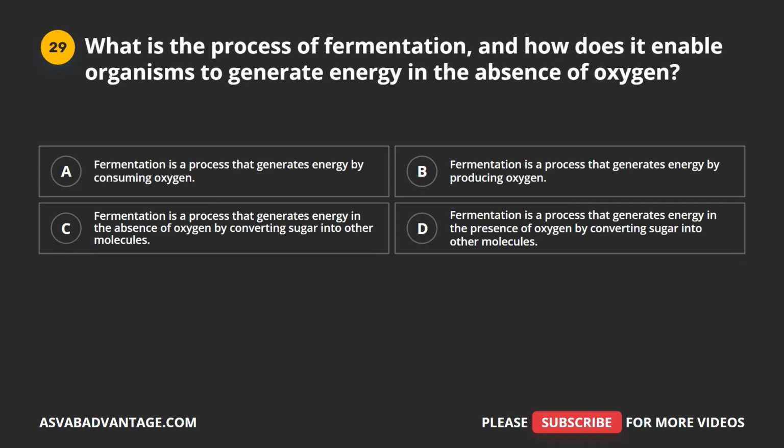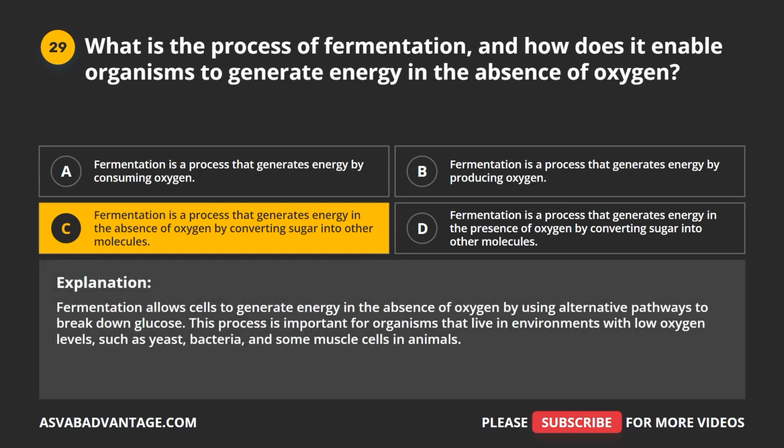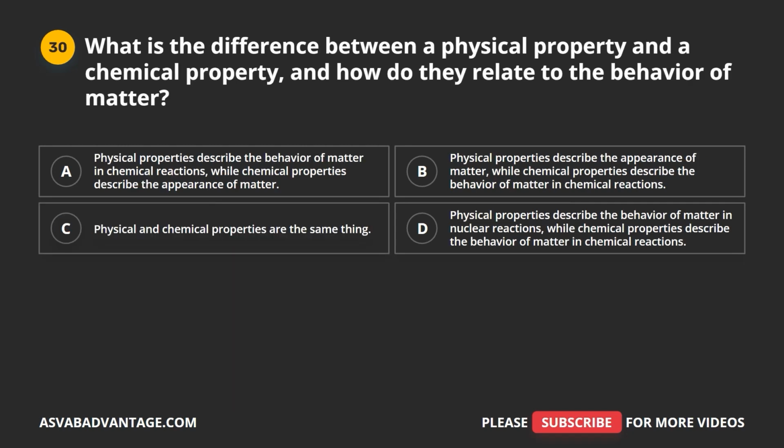The correct answer is C. Fermentation is a process that generates energy in the absence of oxygen by converting sugar into other molecules. Fermentation allows cells to generate energy in the absence of oxygen by using alternative pathways to break down glucose. This process is important for organisms that live in environments with low oxygen levels, such as yeast, bacteria, and some muscle cells in animals.